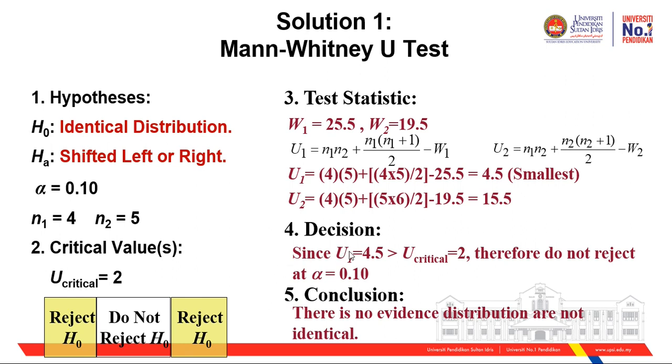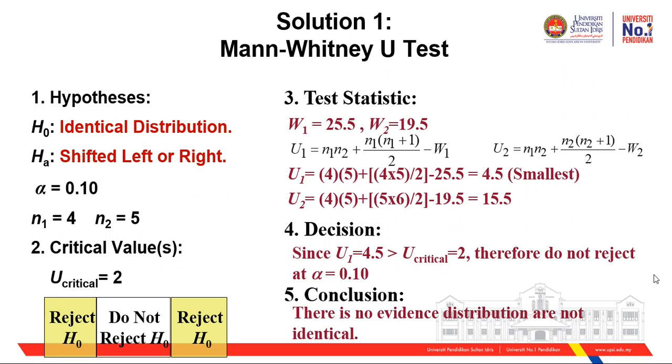So for the decision, since U1 equal to 4.5 here is greater than U critical 2 here, therefore do not reject H null at alpha 0.10 or 10%. Alright, so we only reject if U test is less than U critical, but for this case it's greater than, that's why I do not reject, and the conclusion is there is no evidence distributions are not identical.